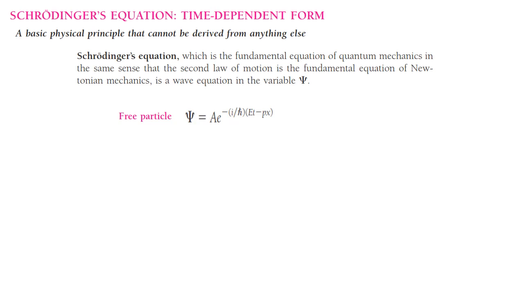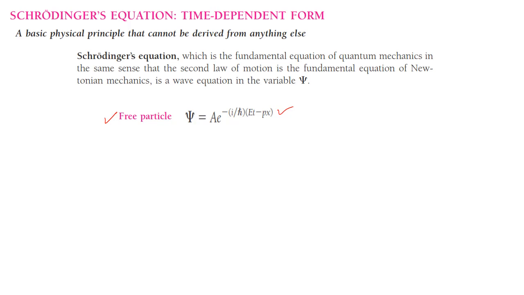So the Schrodinger equation is the fundamental equation of quantum mechanics in the same sense that the second law of motion is the fundamental equation of Newtonian mechanics. The Schrodinger equation is a wave equation in the variable psi. So let's suppose that we write the wave function of a free particle. This is psi equal to A exponential of i over h cross times (Et minus px).